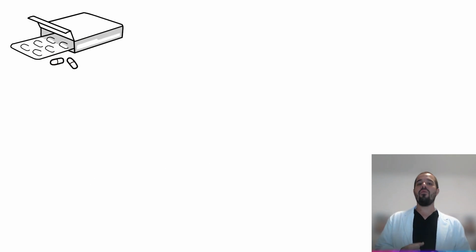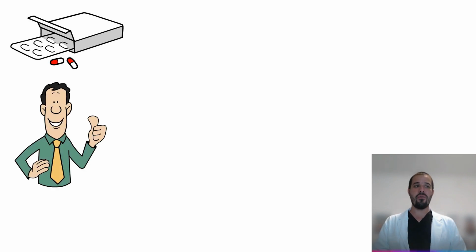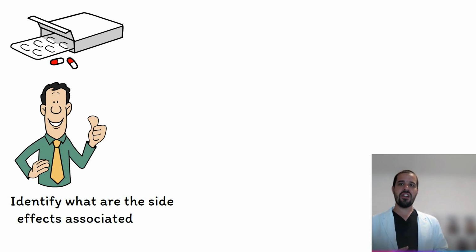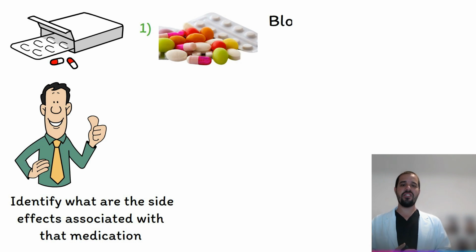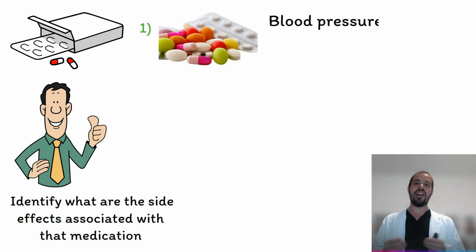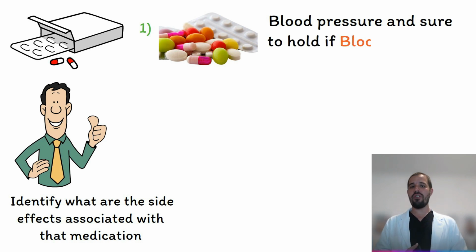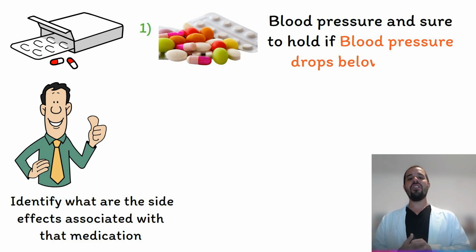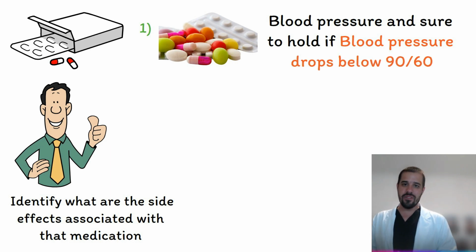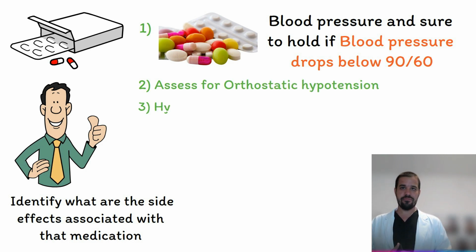Side effects. Whenever we're talking about a specific medication classification, it is very important to be able to identify what are the paramount side effects associated with that medication. Number 1, being an anti-hypertensive medication, we need to assess for hypotension. Whenever a medication drops that blood pressure, we need to monitor that it is therapeutically dropping it and not to an alarming level. We need to as well assess for orthostatic hypotension.